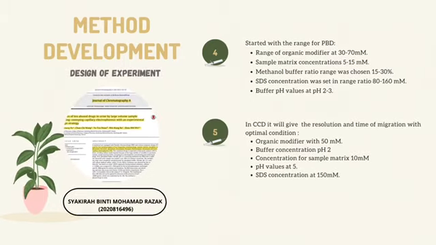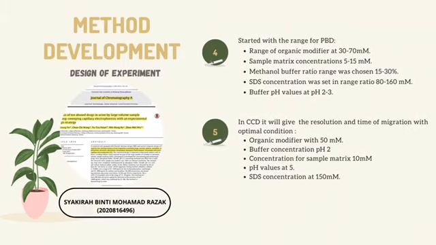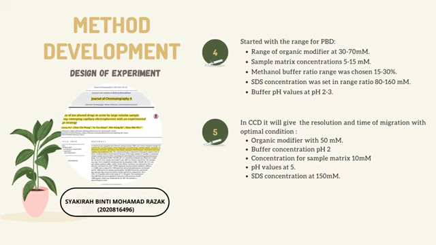In point 4, first in the PBD, several factors were carried out. It started with the range of the organic modifier at 30 to 70 mM, sample matrix concentration 5 to 15 mM, methanol buffer ratio range chosen at 15 to 30%, SDS concentration set in the range 80 to 160 mM, and buffer pH value at pH 2 until 3. In point 5, method development continued with CCD to get the optimal condition. The organic modifier was chosen at 50 mM, buffer concentration with pH 2, sample matrix concentration 10 mM, pH value at 5, and SDS concentration at 150 mM.